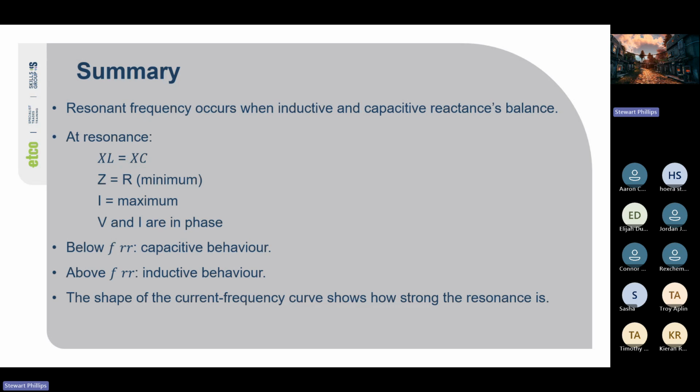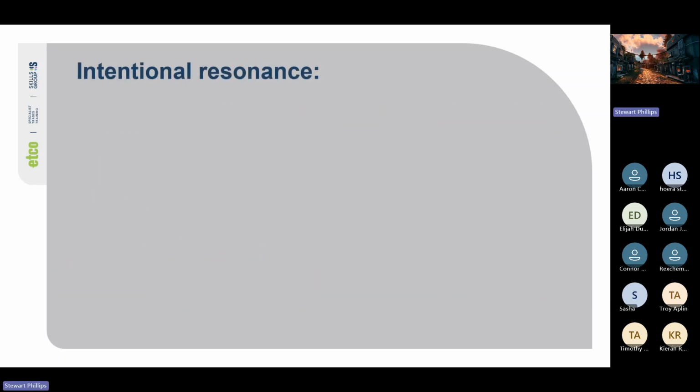So it can show up in real electrical systems, often where we don't want it. Anytime an installation contains long cable runs, power factor correction capacitors, or transformers and motor windings, you've got inductance and capacitance present together. If their reactances happen to balance at some frequency, you can end up with resonant conditions, sometimes causing large circulating currents or damaging voltage spikes. So we do have intentional resonance, which is used for tuning circuits.